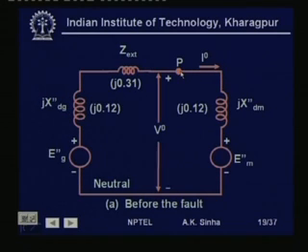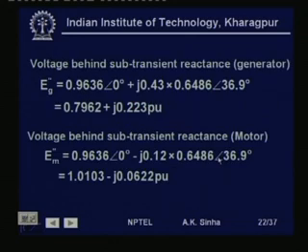So, this voltage minus the drop in this reactance is going to be the voltage here. So, the voltage behind subtransient reactance for the motor is this voltage, 0.9636 angle 0 degree, minus J 0.12 into the current flowing. This comes out to be 1.0103 minus J 0.0622 per unit.